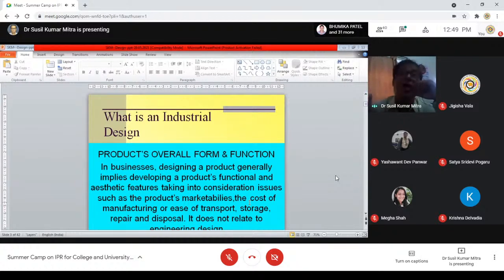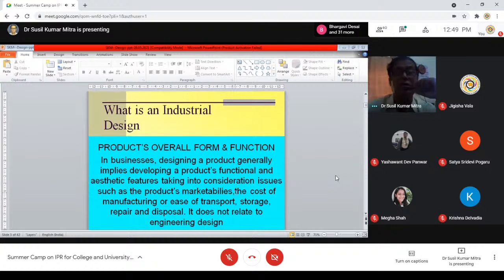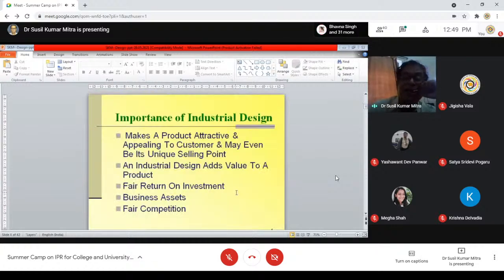Always keep in mind that engineering design can only be protected under copyright, not by the Designs Act or by the registration of the design. So the importance of industrial design is making the product attractive, appealing to the customer, that is the end user, and it may be considered a unique selling point. So industrial design adds value to a product.